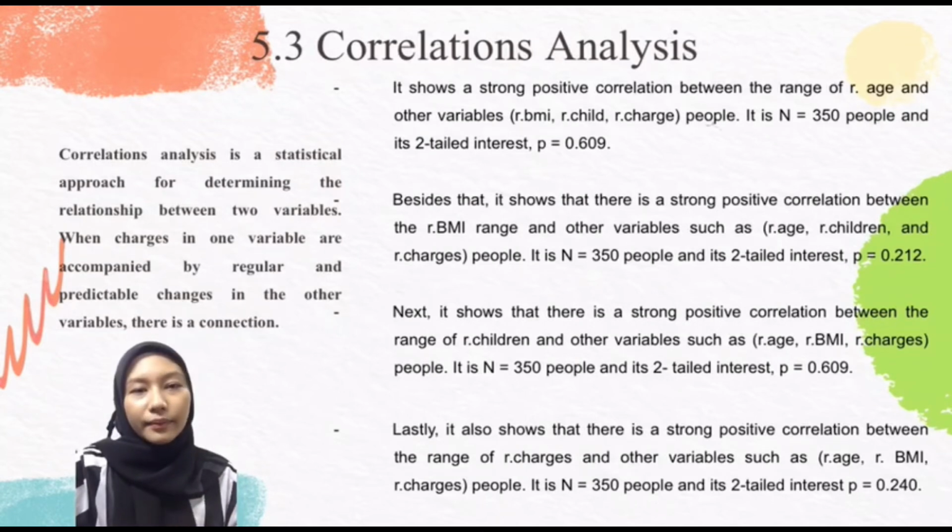A21A295. Correlation analysis is a statistical approach for determining the relation between two variables. When changes in one variable are accompanied by regular and predictable changes in the other variable, there is a connection. Firstly, it shows a strong positive correlation between age and the other variables BMI, children, and charges.